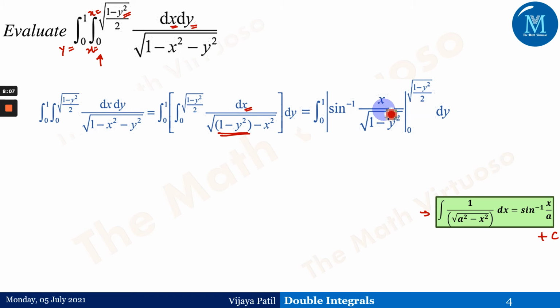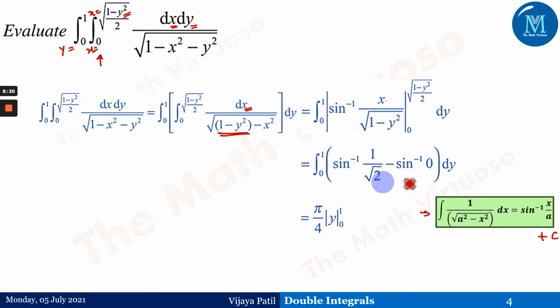So integral 0 to 1 of sine inverse of x upon square root of 1 minus y square, with x from 0 to square root of 1 minus y square by 2. If we put the upper limit x equals square root of 1 minus y square by 2, minus the value at x equals 0, we get sine inverse of 0. So sine inverse of 1 upon square root of 2 is the upper limit, and sine inverse of 1 upon square root of 2 is nothing but pi by 4.